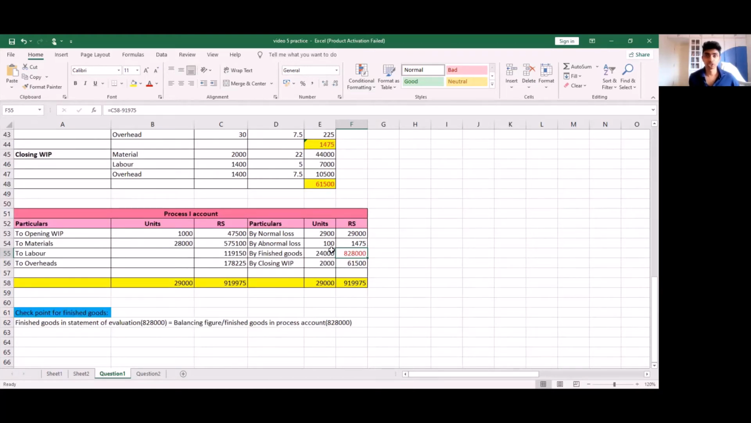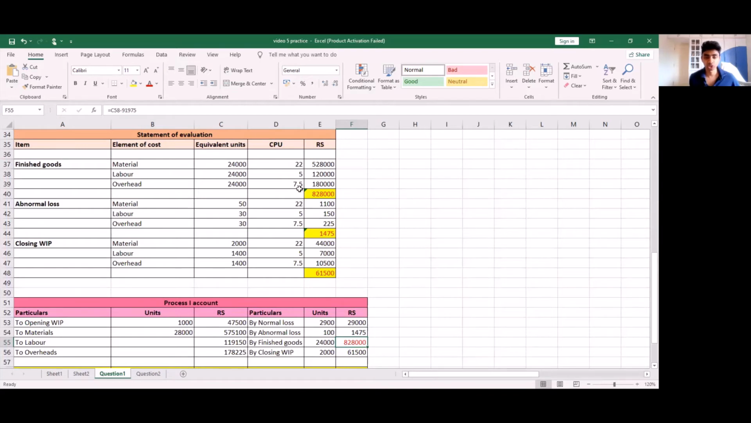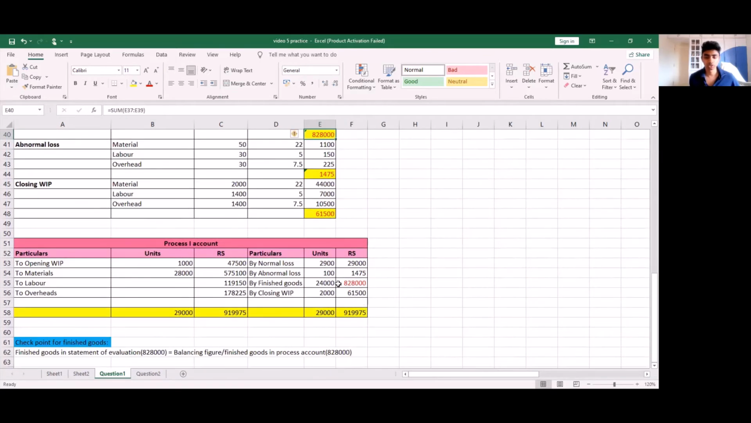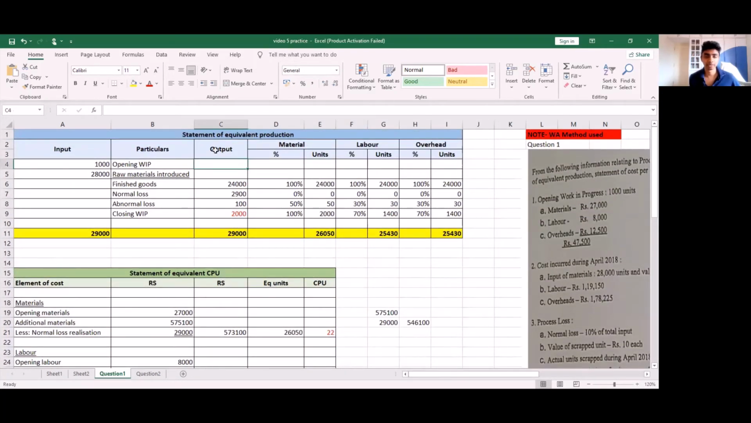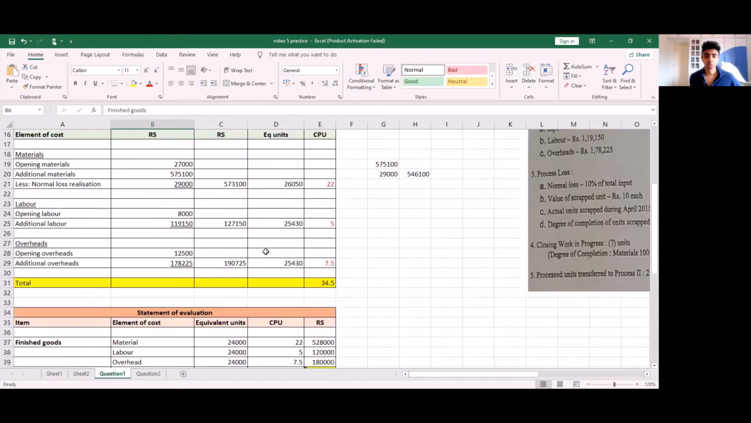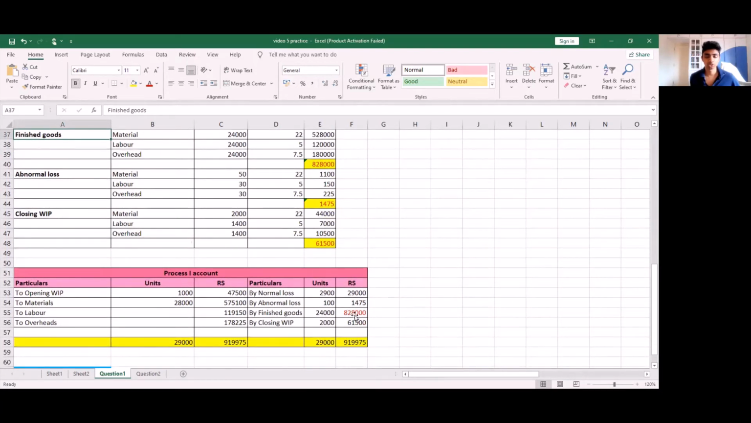Here, I would also like to mention that in our FIFO method, we would add the opening work in progress amount to find if our answer is correct. But here, we don't do that. We simply compare our statement of evaluation finished goods amount to the amount we got in our process account. The reason for this is we didn't take opening work in progress separately here, but it was included in finished goods. So the finished goods here is inclusive of the opening work in progress. So we can compare our statement of evaluation finished goods with our process account finished goods, and if they match, we got the right answer. With this, we're done with our first question. Let's move on to question number 2.